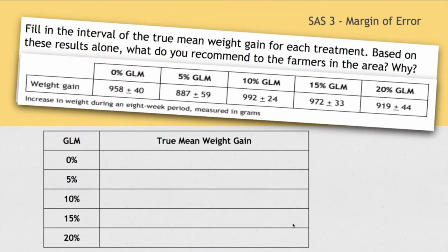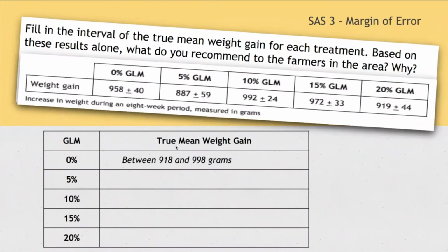Now, notice that each one of these has its own separate margin of error. Like the 0% has plus or minus 40, 5% has plus or minus 59, and so on. The larger margin of error means the smaller sample. Well, let's look at what the results mean.